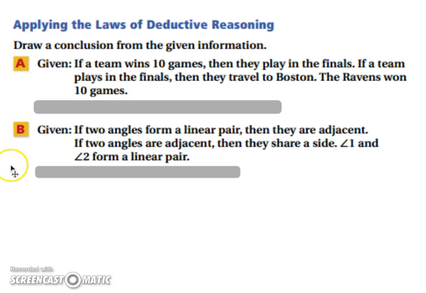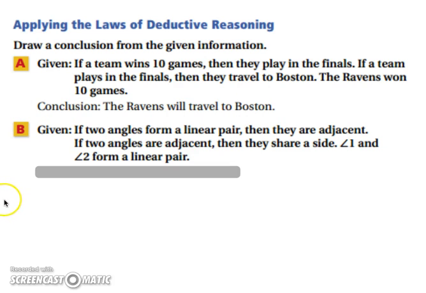Let's practice drawing conclusions. So we're going to apply the laws of deductive reasoning, so either the law of syllogism or the law of detachment, to try to come up with a conclusion from the given information. If a team wins 10 games, then they play in the finals. If a team plays in the finals, then they travel to Boston. The Ravens won 10 games. So this one's almost following that pattern of the law of syllogism. If P, then Q. If Q, then R. So your conclusion should be if P, then R. So then they travel to Boston.